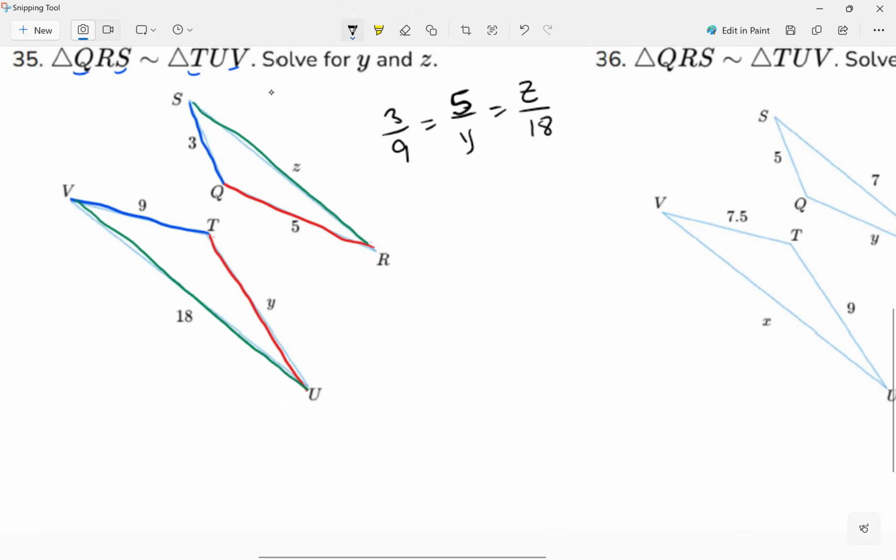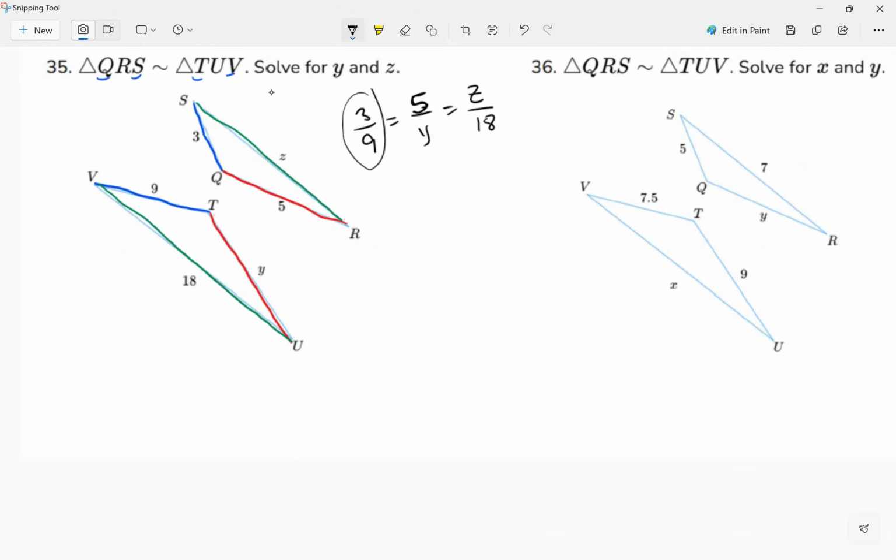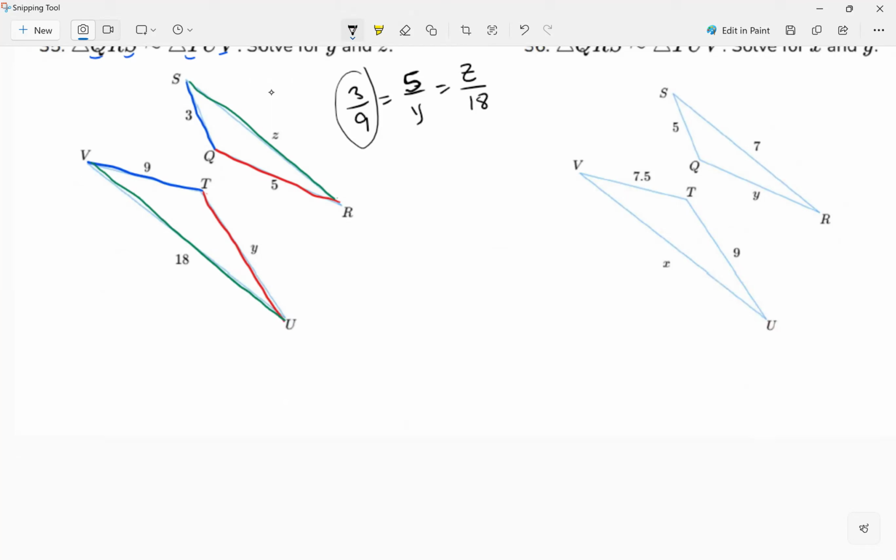And then I see one fraction that's numerical, just numbers, 3 over 9. I'm going to use that same fraction twice: to solve for y, and to solve for z. So the way I'm going to solve for y, I'm going to say 3 over 9 is equal to the fraction that has the y, so 5 over y. 3 over 9 is equal to 5 over y. Let me separate this because I'm looking at this as two different questions. The other question, I'm going to say 3 over 9 is equal to z over 18.